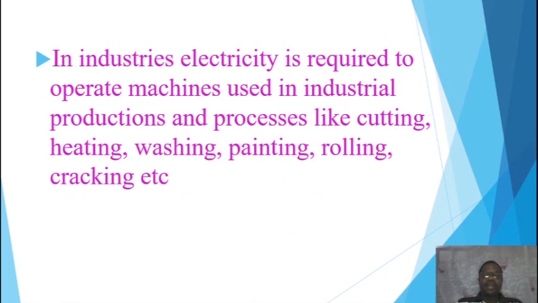Now we say in industry also electricity plays a very major role because it is required to operate many industrial machines. These machines are used in industry for production and all other industrial processes like cutting, heating, washing, painting, rolling, cracking. Most of those industrial processes are done by machines, and these machines are operated by electricity.